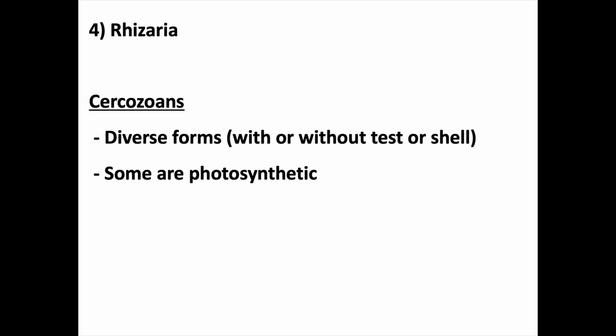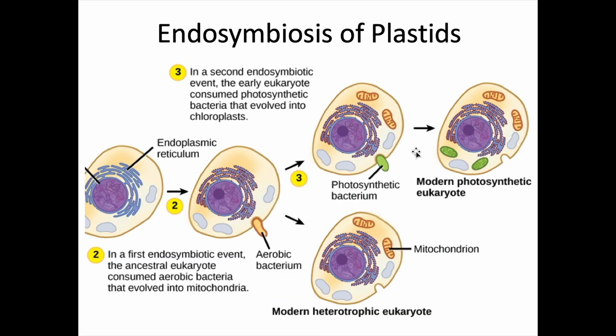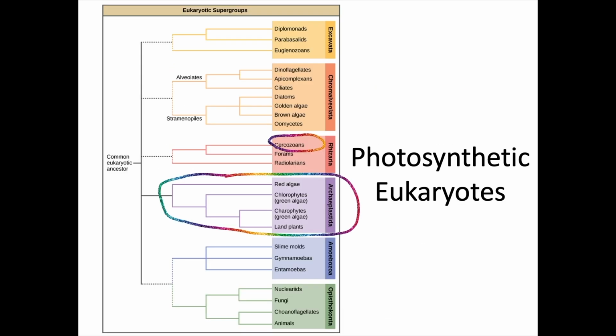So what can we say about cercozoans? Diverse forms, and some of them are actually photosynthetic. This is the first photosynthetic protist that we've seen. This means there was an endosymbiosis here in these cercozoans for some of them to gain this ability to do photosynthesis. Now, wait a second.